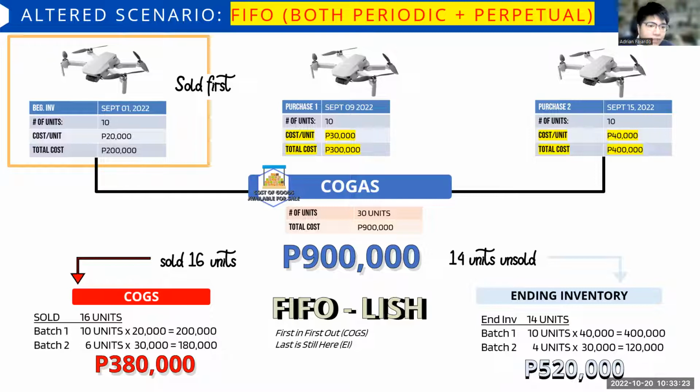We're looking at ending inventory. Kapag FIFO-lish and we're talking about ending inventory, last is still here. Meaning, yung pinakabagong units are still here. So, how many units yung natira? 14. So, I'll look at the last batch. So, last batch is still here. So, 10 out of the 14 is still here. So, may kulang na 4 pa. So, I'll assume na yung 4 will be the coming from the second batch. So, 4 out of 10 yung still natira.